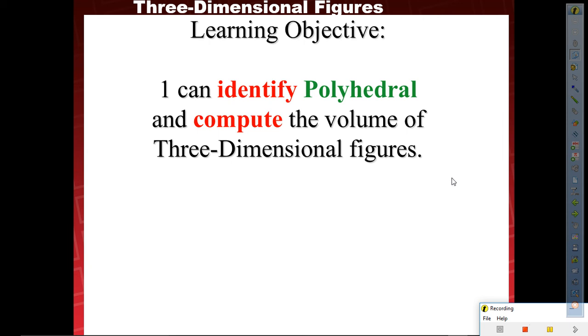All right. So our objective for today: I can identify polyhedra and compute the volume of three-dimensional figures. What are we doing today, Priscilla?